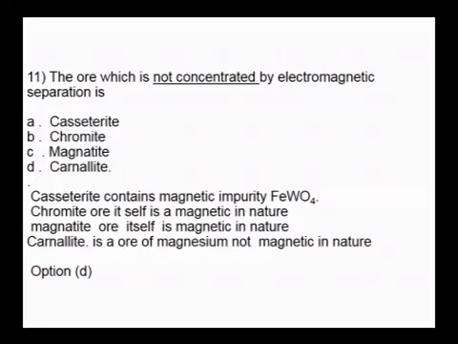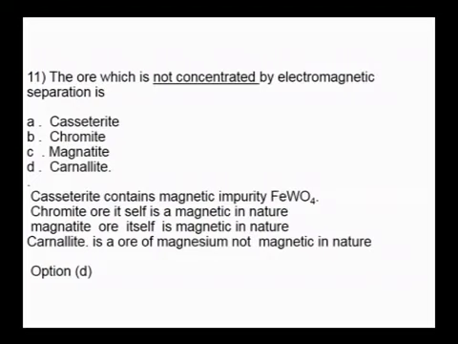The ore which is not concentrated by electromagnetic separation is. See once again the question. The ore which is not concentrated by electromagnetic separation. So the options are cassiterite, chromite, magnetite, cornellite. So here 4 ores are given. So see which one is magnetic in nature and which one is non-magnetic in nature. Then only we select the suitable answer.